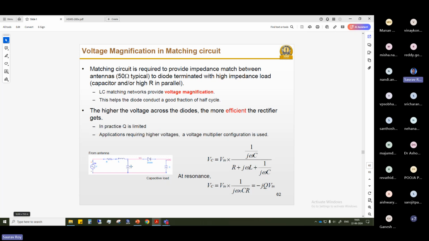So if you create a resonance, it will give matching as well as some voltage magnification that will increase the efficiency. So the main design challenge, the first part, will be how to design this matching circuit. Okay.